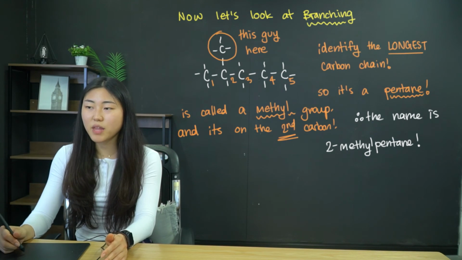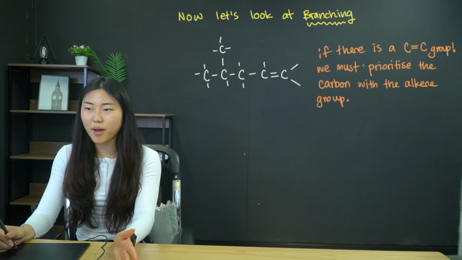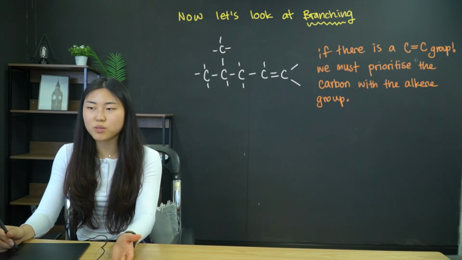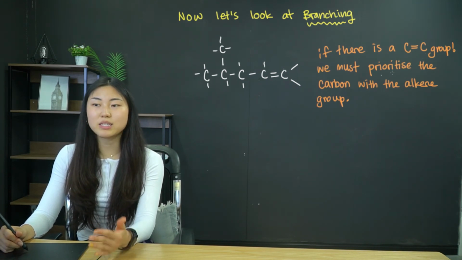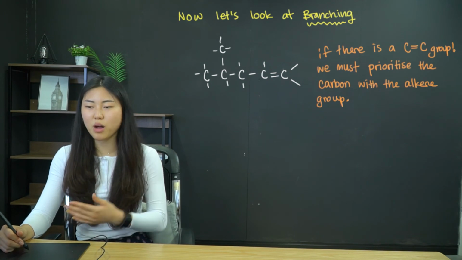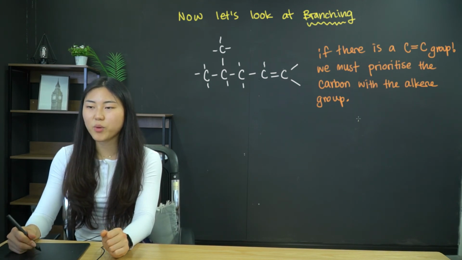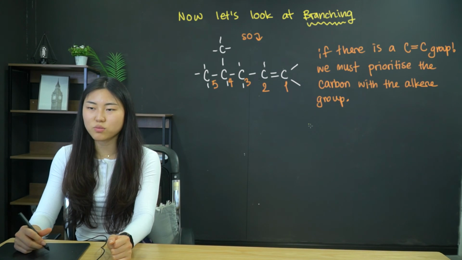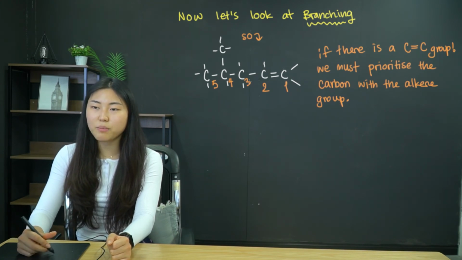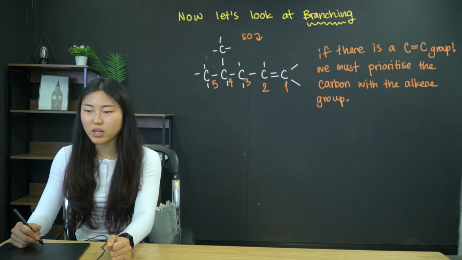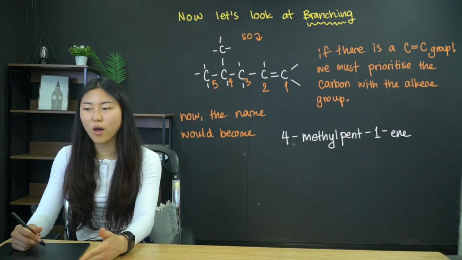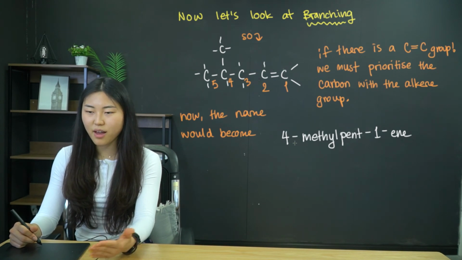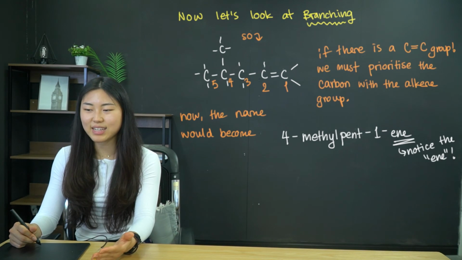And if there is a carbon-carbon double bond, you know, it's a functional group, right? We need to prioritize the carbon with the alkene group because it gives a chemical property, okay? So we're going to count from the right, so 1, 2, 3, 4, 5, and now the methyl group is on the 4th carbon, right? So the name would become 4-methylpent-1-ene, okay? I hope that was clear. Notice the ene because now it's an alkene.